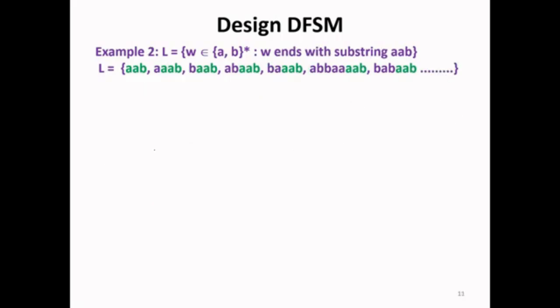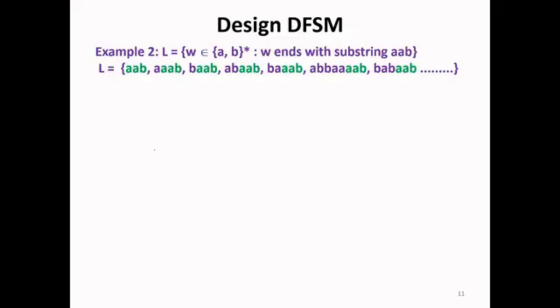Let us take up another language containing all possible strings of A's and B's, ending with substring AAB. The previous DFSM we designed was having a substring AAB, whereas this language has all possible strings ending with substring AAB. So the first possible string in this language is AAB. To design an FSM for this string AAB, we need 4 states.